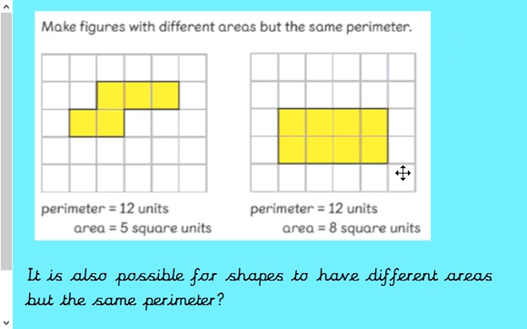So finally, it is also possible to have shapes that have the same perimeter, so the same distance around the outside, but different areas. So in these two shapes, we've got an area here of 1, 2, 3, 4, 5, but this area is 1, 2, 3, 4, 5, 6, 7, 8.